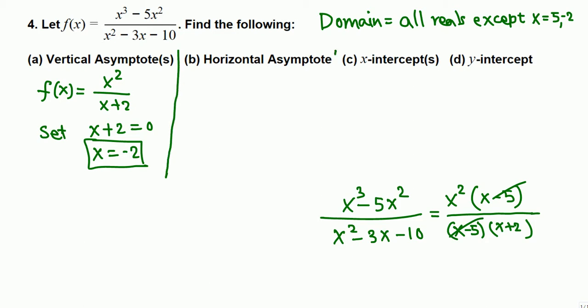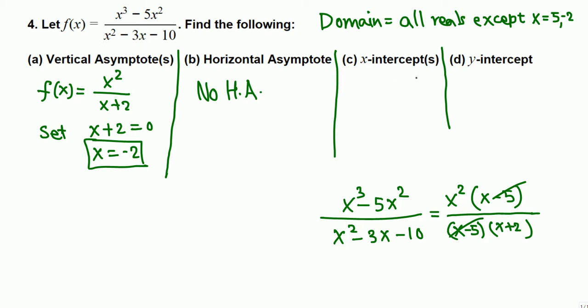To find the horizontal asymptote, we compare the degrees of the top and the bottom. The degree of the top is 3, from x cubed. The degree of the bottom is 2. So the degree on the top is bigger than the degree on the bottom. That means no horizontal asymptote.